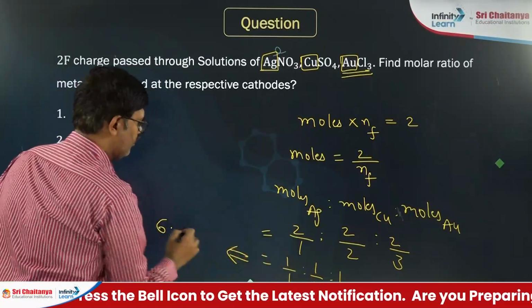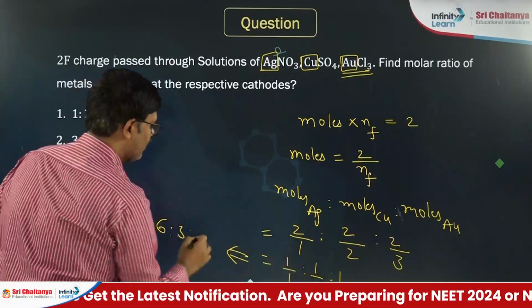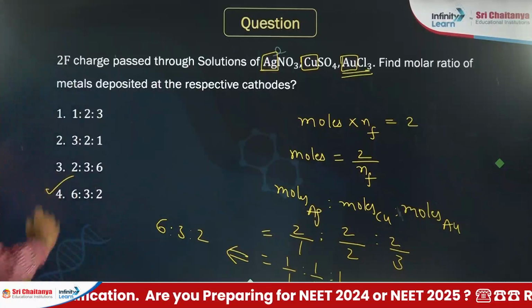6 into 1 by 2, 3. 6 into 1 by 3, 2. So this is the answer for this.